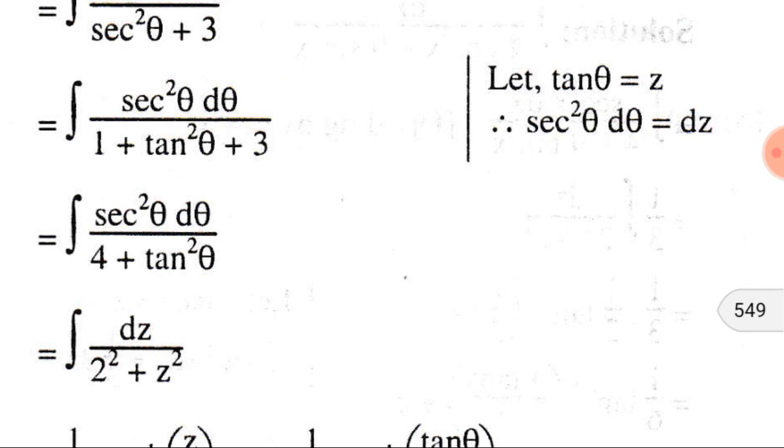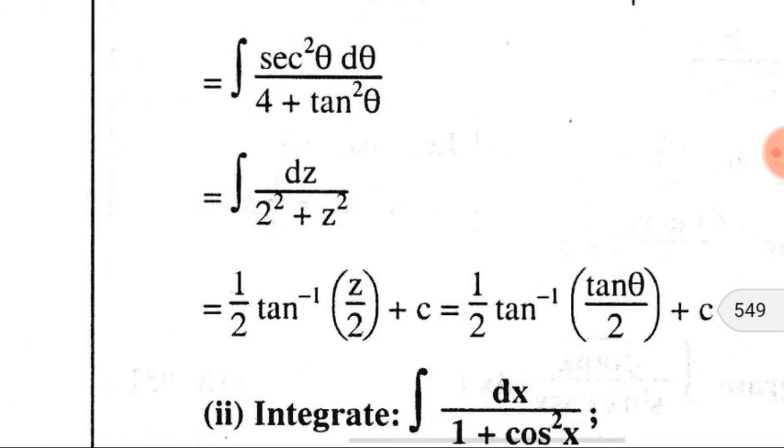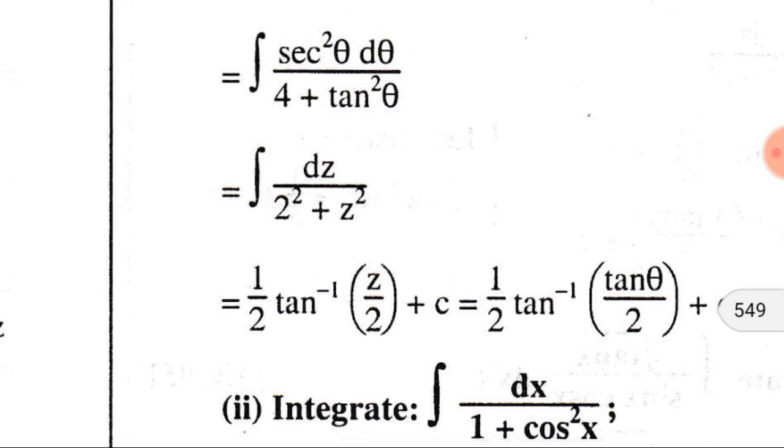Now substituting tan theta by z and sec square theta d theta by dz, we get integration dz divided by 2 square plus z square. Now it is similar to the standard integral integration dx divided by a square plus x square, where in place of a there is 2, and in place of x there is z. So it can be written as 1 by a tan inverse x by a, that means 1 by 2 tan inverse z by 2, and c is the integral constant.